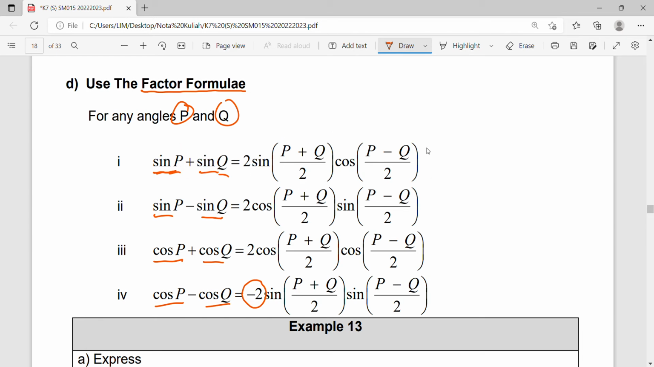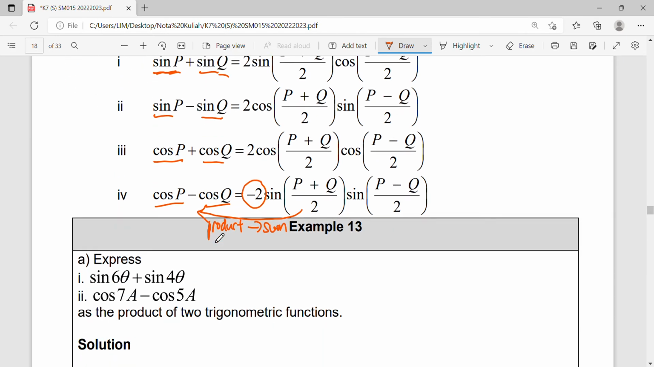If you're going from the left hand side to the right hand side, it means you are expressing the sum to product. If you're using your formula from the right hand side back to the left hand side, it means you are expressing from product form to summation form. Product pun maksudnya hasil darab. Sum maksudnya hasil tambah tolak. Okay, daripada hasil tambah tolak sin cos ke hasil darab ataupun daripada hasil darab back to hasil tambah tolak. So two ways of using this formula.